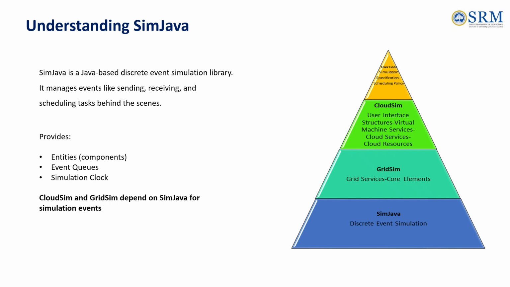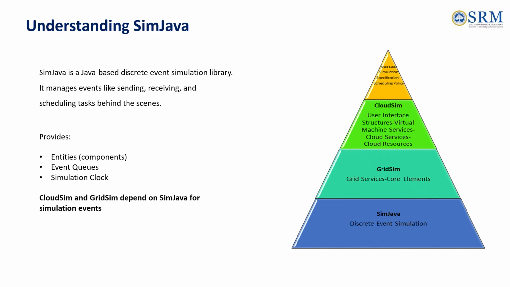Let us understand this layered pyramid diagram related to CloudSim. At the bottom, we have SimJava. This is the foundation layer and provides discrete event simulation support. It handles simulation timing, event scheduling, and communication between simulation components. Above SimJava is GridSim. GridSim uses SimJava and adds grid computing functionalities such as grid services and core distributed computing elements.